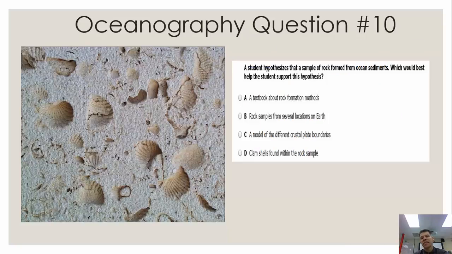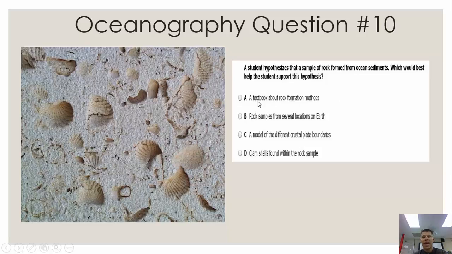A student hypothesizes that a sample of rock formed from the ocean sediment. What would support that hypothesis? So if you looked at this rock, what in the world would make you think that this rock came from the ocean? I hope it would be real easy for you. I hope you would just see all these seashells and say that is an ocean rock, and in particular this is limestone, and it was formed in a shallow ocean bed with lots of shelled animals.